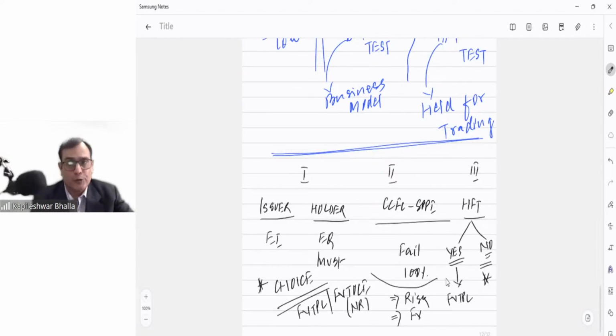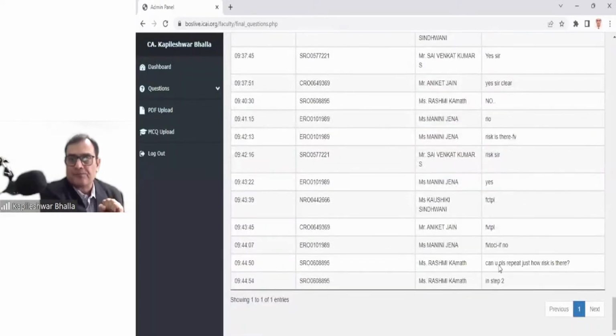Now, I don't know how comfortable you are with the concept of recycling and no recycling. So what is your comfort zone? Are you clear with that concept? Otherwise, I'll be putting a little more light on that, but not today. I'll be throwing more light on this in the next class, but let me just get your inputs at this stage. How comfortable are you with the OCI recycling and no recycling concept? Okay, Rashmi, you said, so can you please repeat how risk is there?